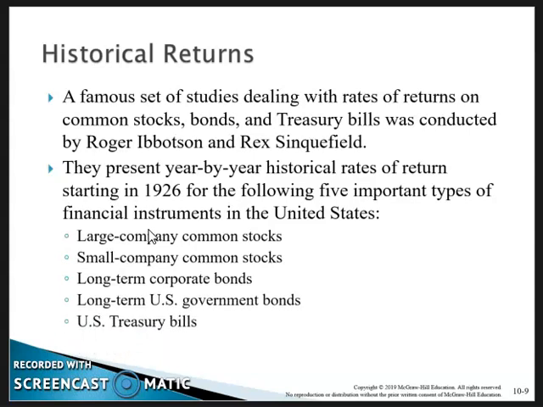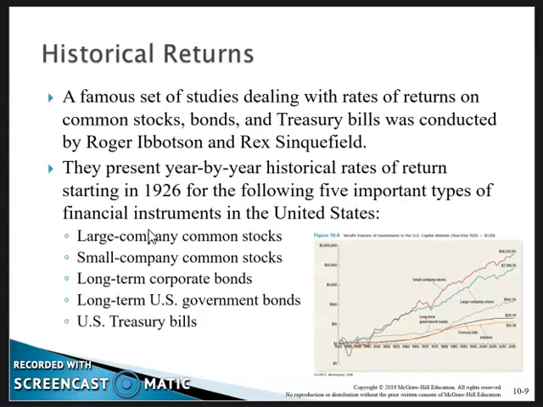So look at large company stocks, small company stocks, long-term corporate bonds, long-term government bonds, and U.S. Treasury bills. We know, or should know, that stocks are more risky than bonds, that Treasuries are more secure than corporate bonds, and because they're short term, U.S. Treasury bills are the most secure assets available in the world, which is kind of amazing considering the state of our government. But anyway, this chart shows the returns.